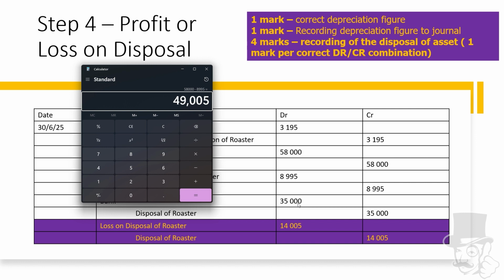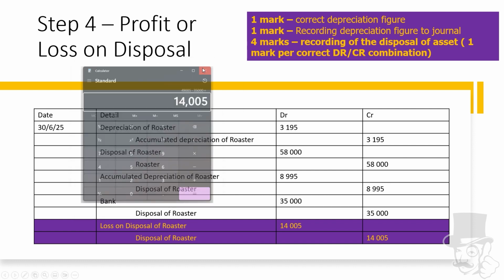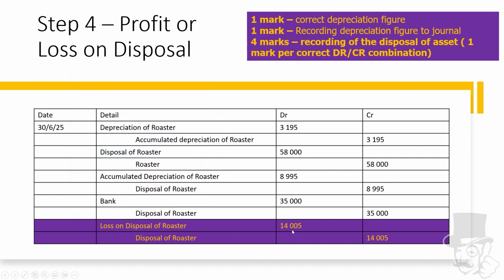But what did we get? 35,000. So the difference between these two is 14,005, and that represents our loss because we were meant to get $49,005 worth of value, but we only got 35 in the end, so we made a loss of $14,005. A loss is a debit transaction, therefore we do a loss on disposal for the debit and always link it back to disposal of the roaster, 14,005. So there you have it.